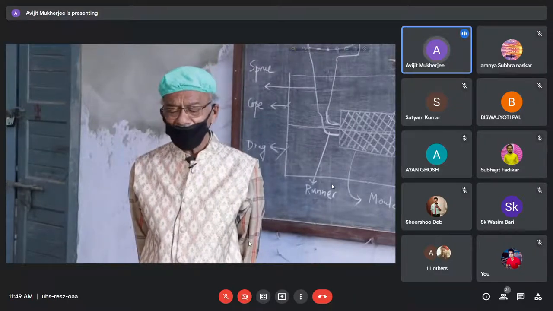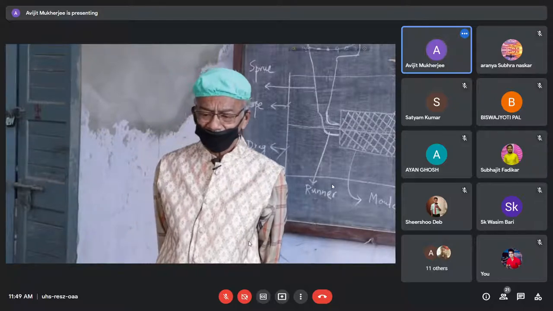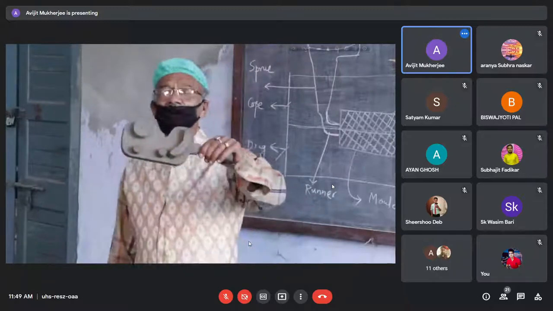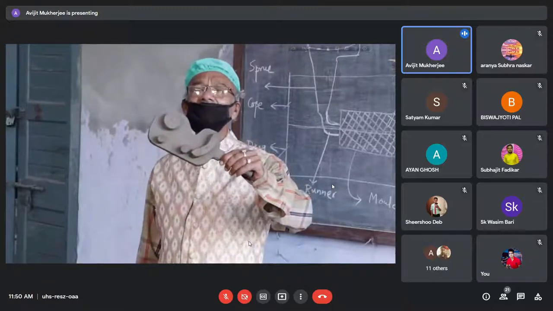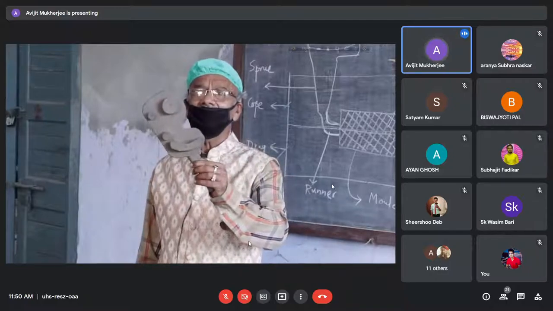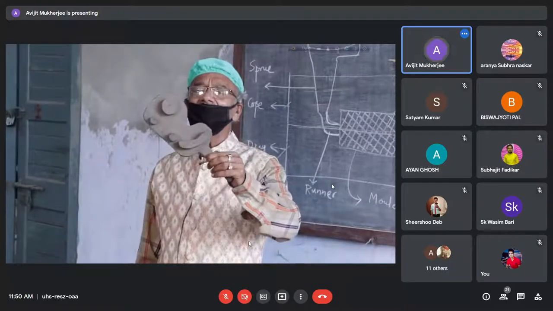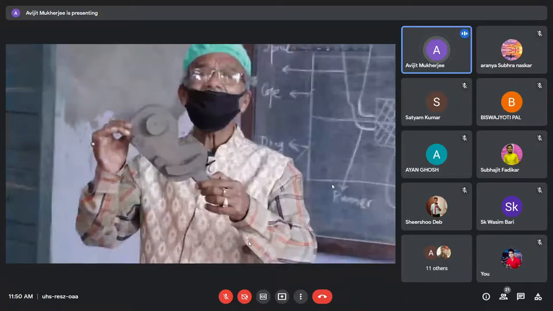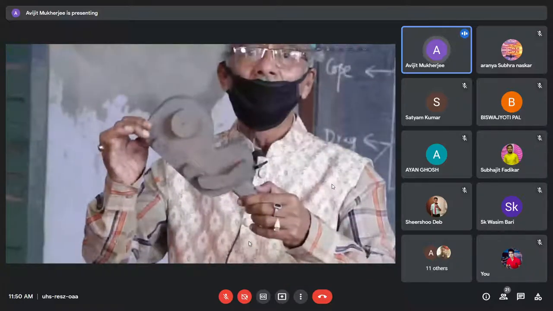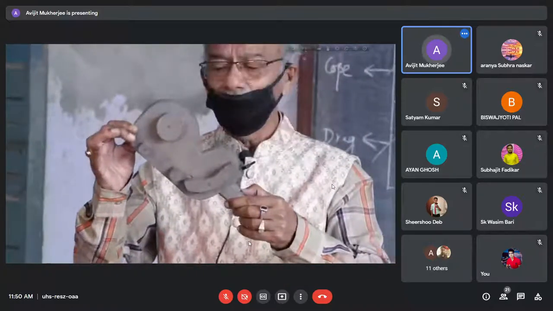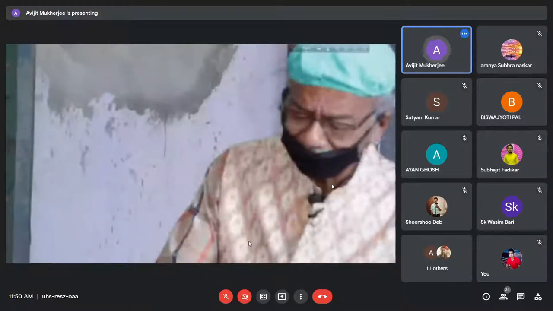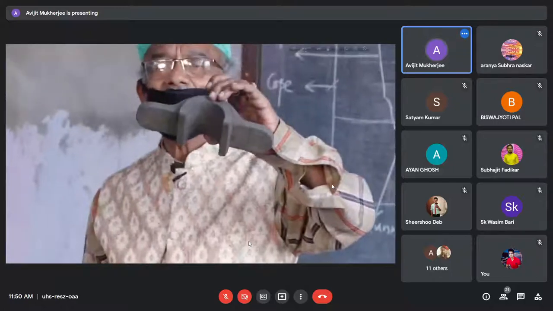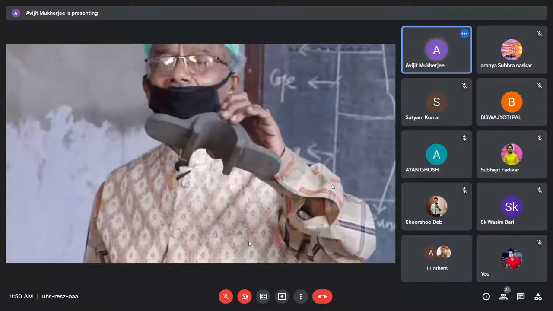So I want to show you initially some different types of pattern. This is one pattern. This is known as the reversing gear handle of a lathe. The pattern is made of wood, so the pattern material here is wood. The second one is a Plummer block cam. Plummer block, the spelling is P-L-U, mind it. Plummer block cam.